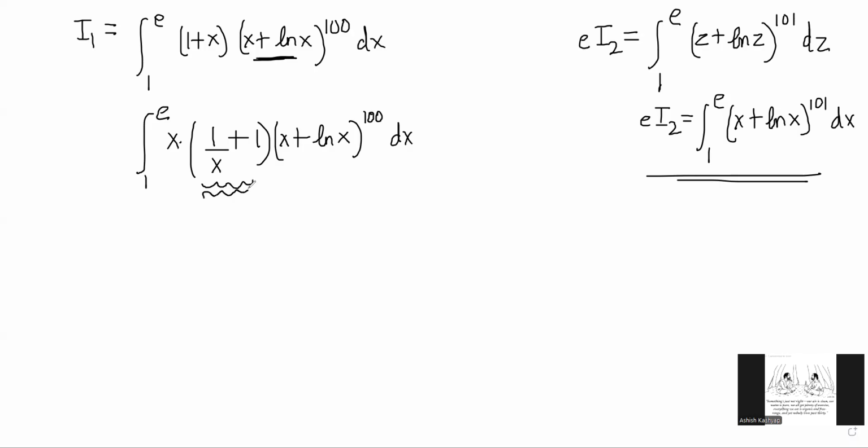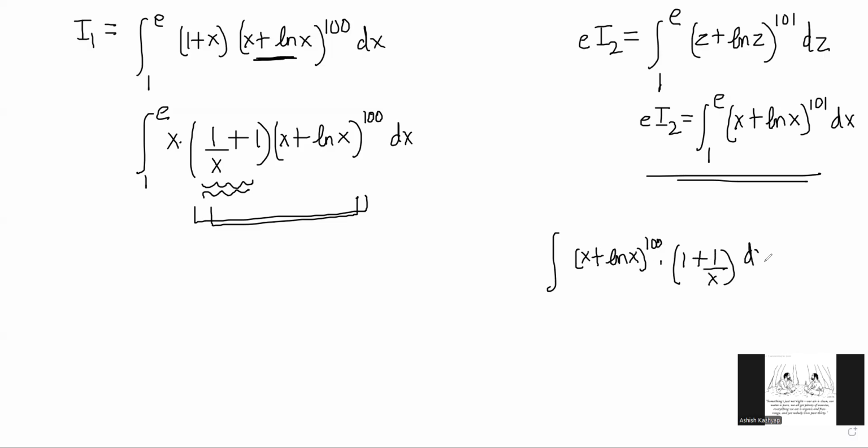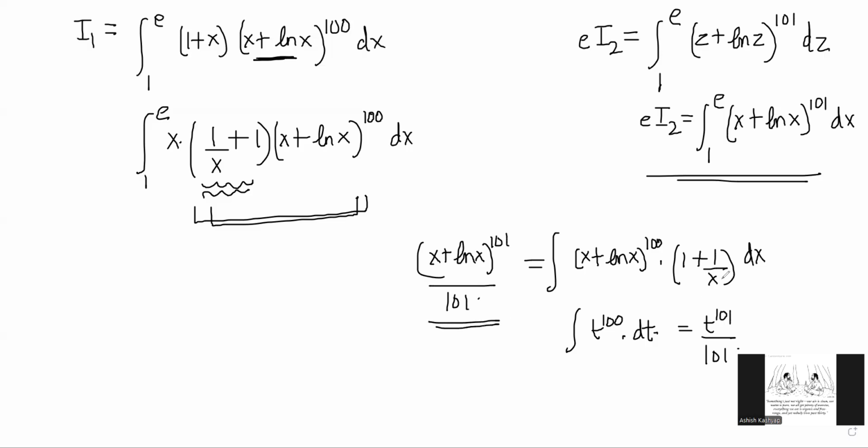1 by x plus 1 is the derivative of this. So now this whole integral is easily calculable. You can easily evaluate this second part. The integral of (x plus ln x) to the power 100 into (1 plus 1 by x) dx will be simply t to the power 100 into dt. So that is going to be t to the power 101 by 101, right? So this integral is easy to find and it is going to be (x plus ln x) to the power 101 by 101. How do I know that? Because I can take this as t and this part becomes dt, right?